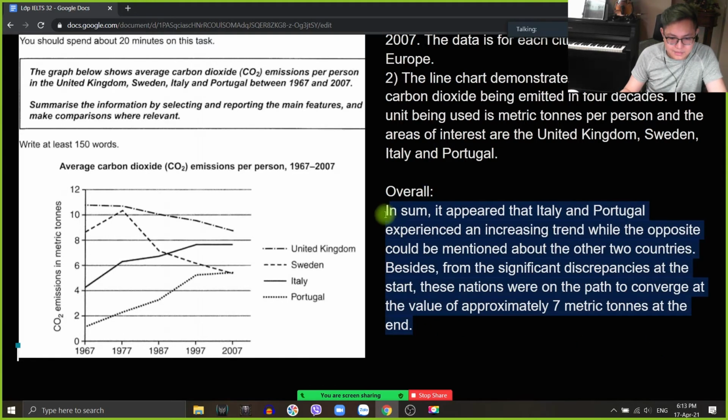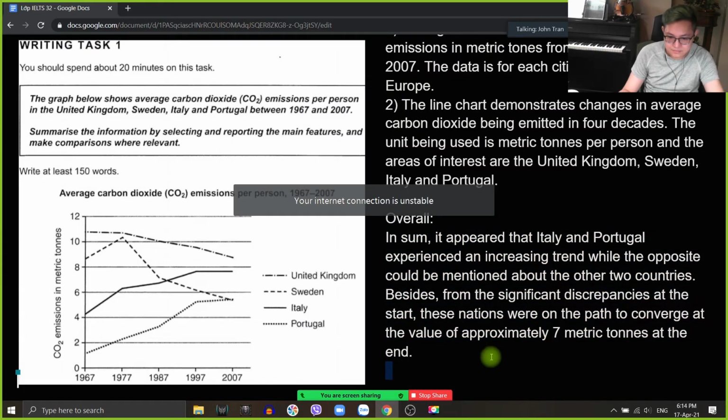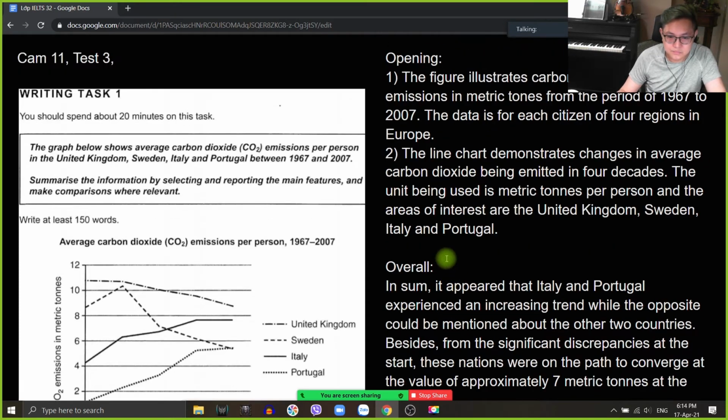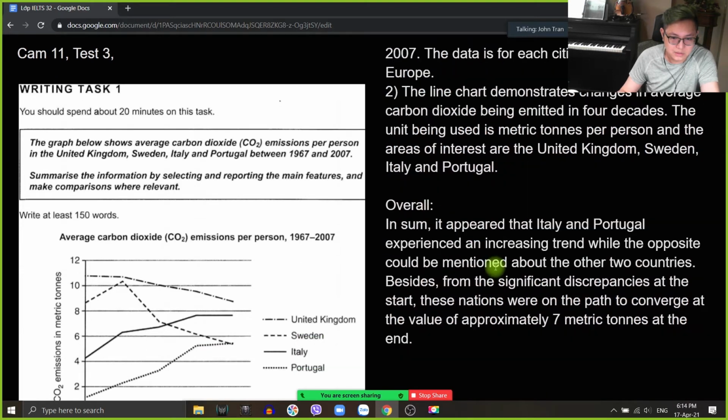But is that a very long overall? Yes, it is. Okay, so that is good enough for opening and overall. I'll move on.